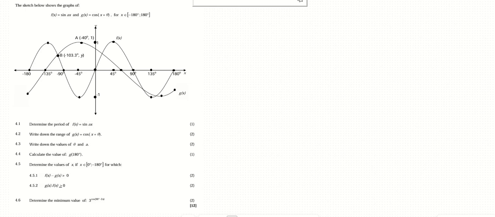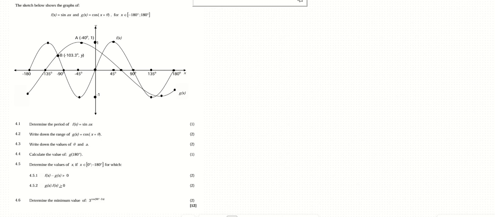Okay, let's look at these questions. The sketch below shows the graph of f(x) = sin ax and g(x) = cos(x + θ) for the interval x ∈ [-180, 180]. Okay, now these are the two graphs. Let's look at the first question, 4.1. Determine the period of f(x) = sin ax.